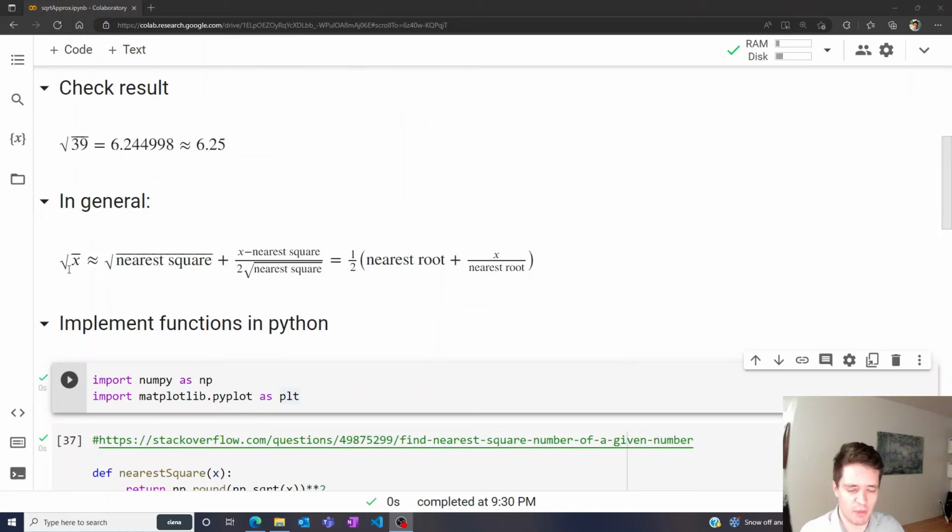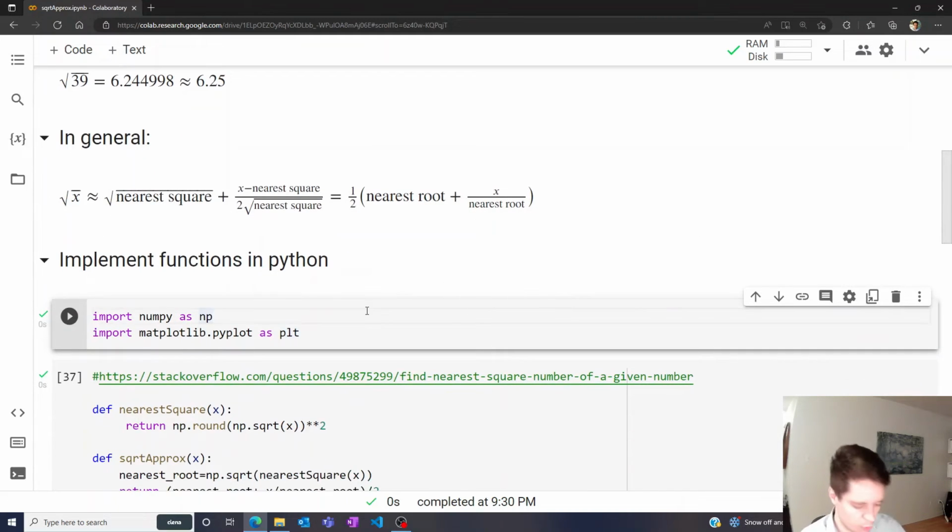So in general, we can write that the square root of x is equal to 1/2 multiplied by the nearest root added to the original number over the nearest root, like so. So now let's actually check in Python how accurate this approximation is. Does it become more accurate or less accurate if we plug in a higher number? What's actually going to happen?